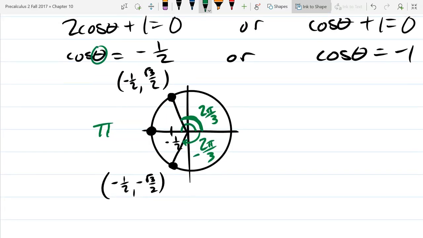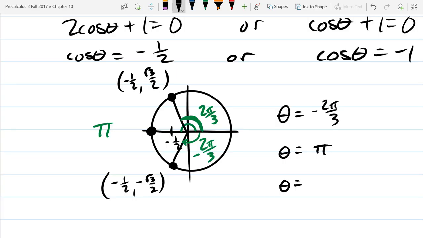Our angle is just theta now. It's not 2 theta or something else like that. So we got theta equals, going small to big, minus 2 pi over 3, or theta equals pi, or theta equals, oops, this should go 2 pi over 3, or regular pi.